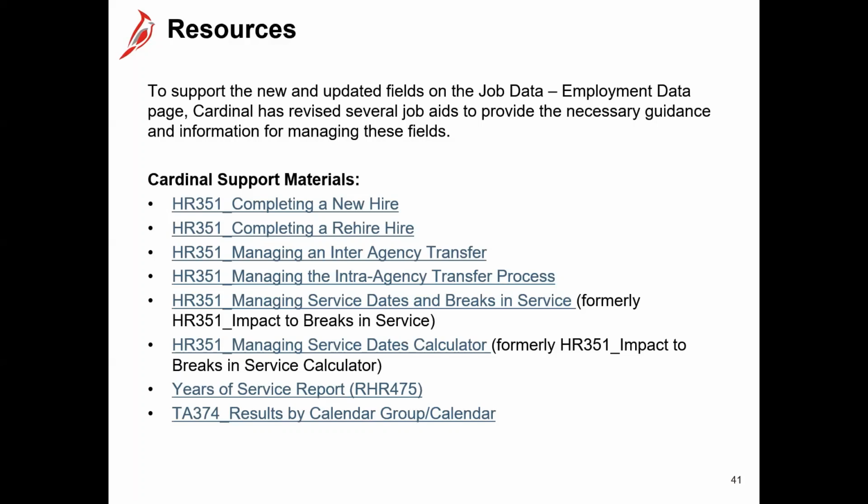Lastly, we have a TA 374 results by calendar group and calendar job aid. This particular job aid is not new, nor has it been revised, but it can be used to walk absence management administrators through how to use the results by calendar pages to view absence balances. For these job aids, you want to make sure to check the revision date at the bottom of the job aid to make sure that you have the most up-to-date job aid.